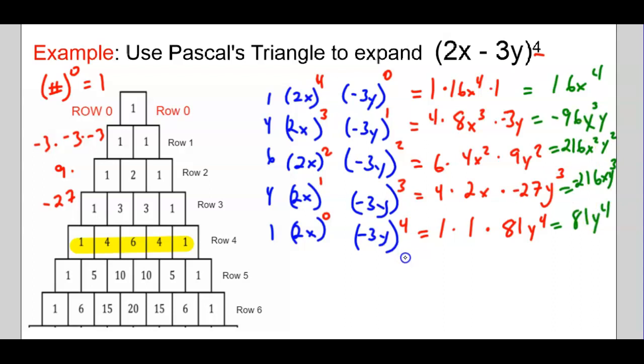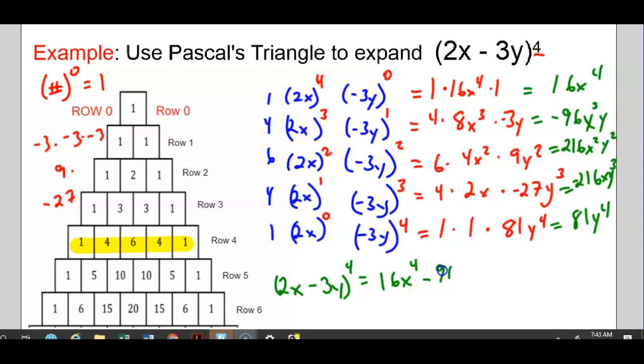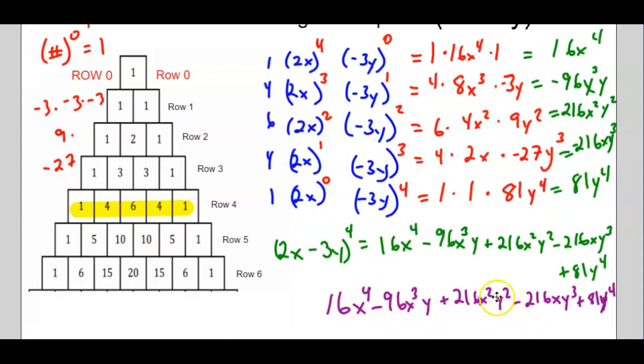So when we write this out, we're going to have 2x minus 3y to the fourth is equal to 16x to the fourth minus 96x cubed y plus 216x squared y squared minus 216xy cubed, and then I ran out of space, so at the bottom here we're just going to throw in 81y to the fourth. So that's your solution right there. I'm just going to rewrite it real quick. So again, there you go. I wrote it out for you. There's the solution.